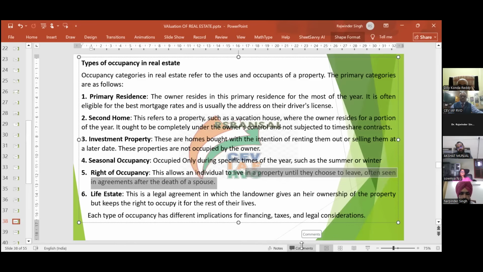That is right to occupancy. Then life estate. This is a legal agreement with the landowners that gives an heir ownership of the property, but keeps the right to occupy it for the rest of their lives. That is life estate. So each type of occupancy has different implications in financing, taxes, and legal consequences.